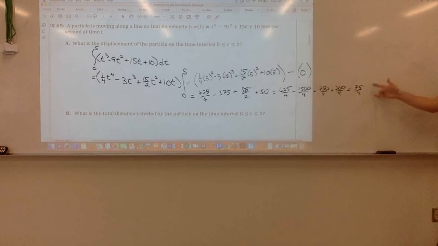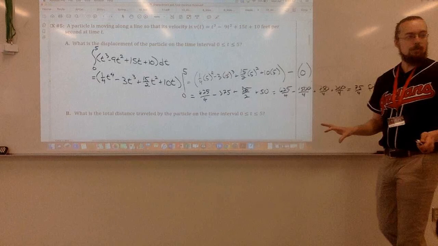So, what would my units be here? Feet squared. No, okay, just feet. Right? If our velocity is feet per second, position, right? If we're integrating, we get position. So that would just be 75 over 4 feet, or 18.75 feet. Are we okay with that one?